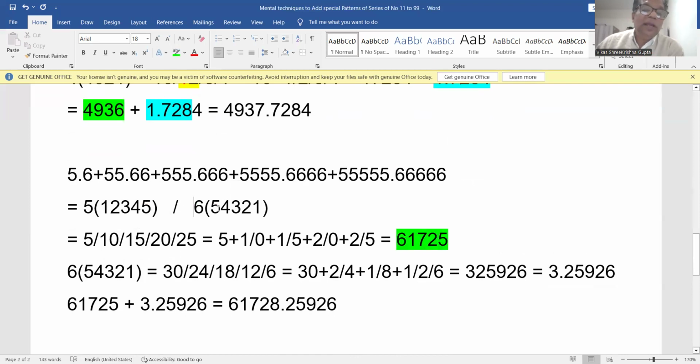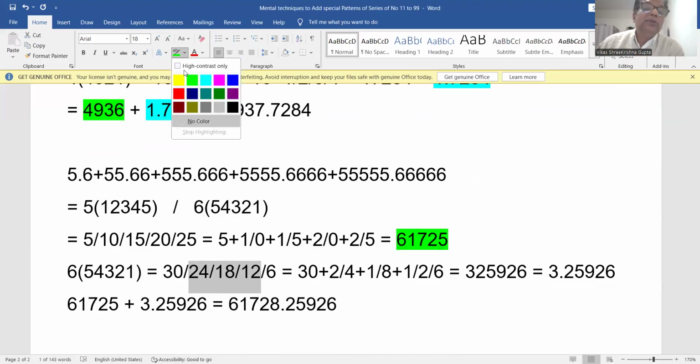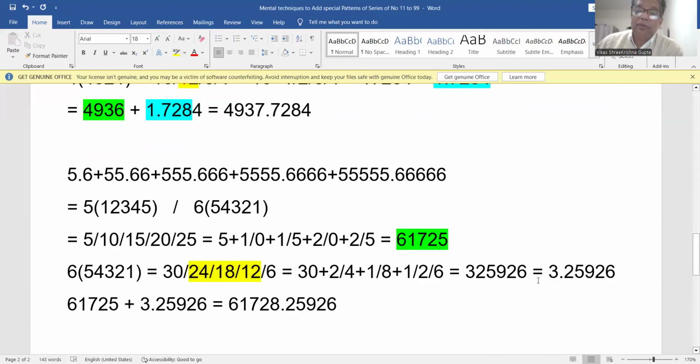For the second part, I again multiply 6 by, I get 30, 24, 18, 12, 6. I balance all these numbers, because they are double digit numbers, I have to get them balanced. After balancing, what do we get? 325926. Now I will put a decimal. Till here, forget the decimal part. Now here I have to put the decimal. So how many digits are there after the decimal? Maximum 5 digits. So I count 5: 1, 2, 3, 4, 5. I put a decimal after 3. So 3.25926 is the sum of all these.